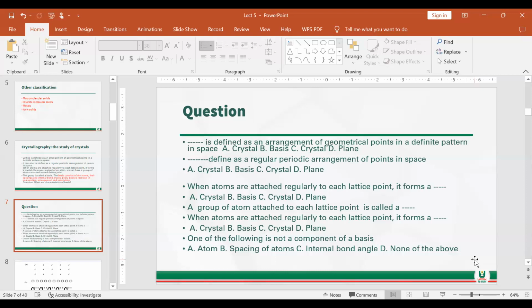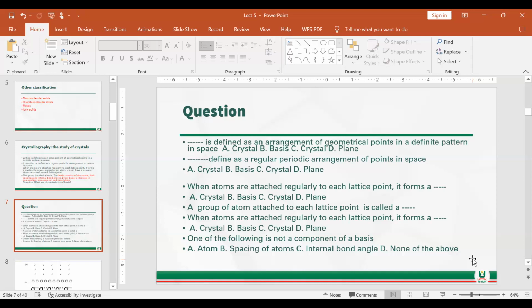So when atoms are attached regularly to each lattice point, it forms a what? A crystal. So still find the answer for yourself.